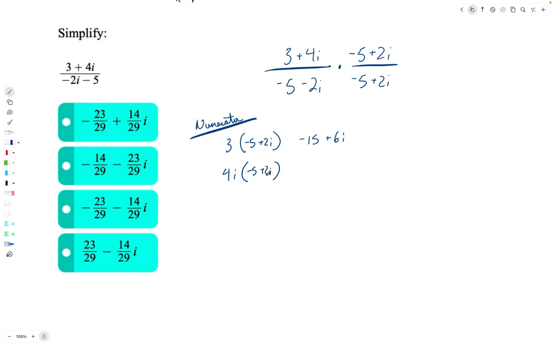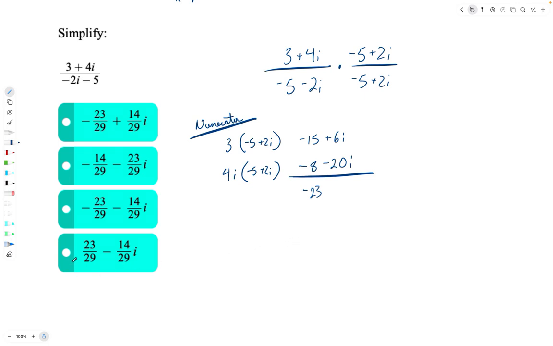And then that's going to give me a negative 20i. And then 4 times 2 is 8, and then that's a negative 1, so then that would be a negative 8. So I combine all of those together. And I get, because i times i is -1, 4 times 2 times -1 is -8. Right, that's where I got that. So then that would be a negative 23.